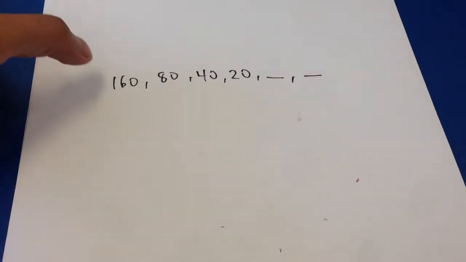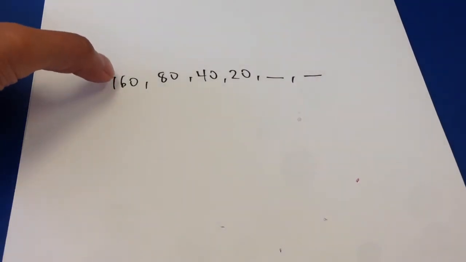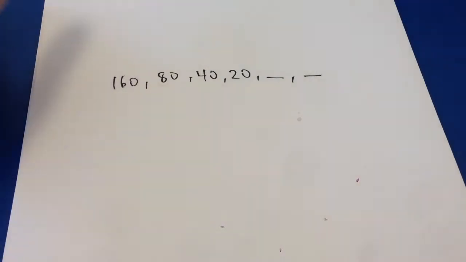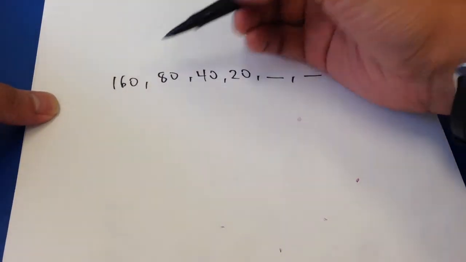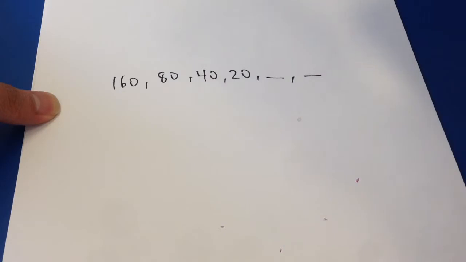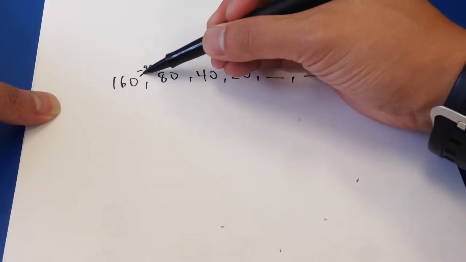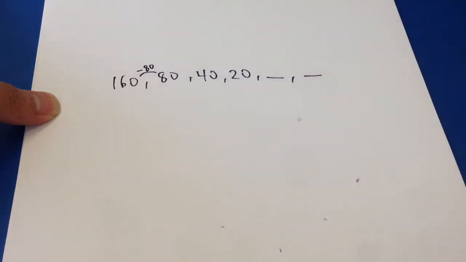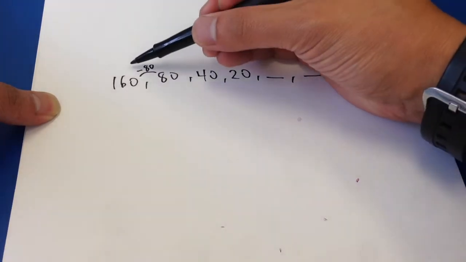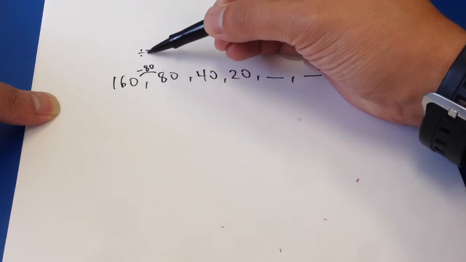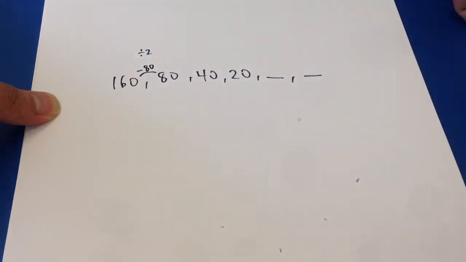So what I want to do first is find out how I got from 160 to 80. Now there's a couple of ways. One, I'm going to think, okay, it's a lower number, so I might have subtracted. So 160 minus 80 is 80. But there's another way I can get from 160 to 80, and that's if I divide by 2. So it's either minus 80 or divide by 2.